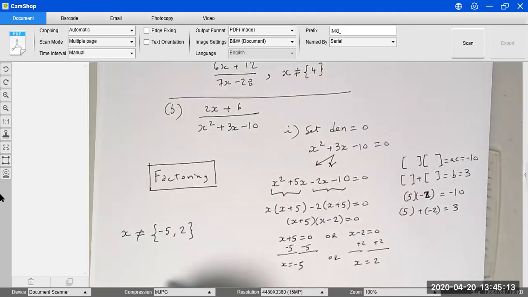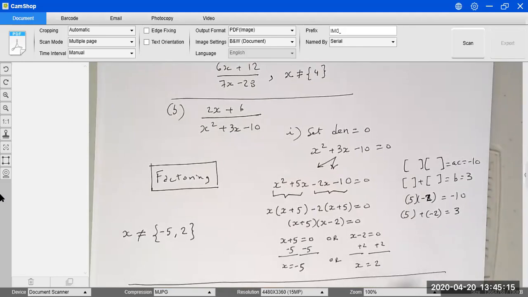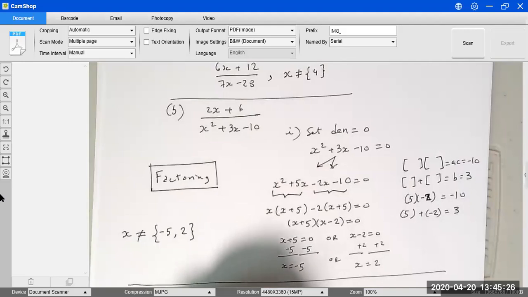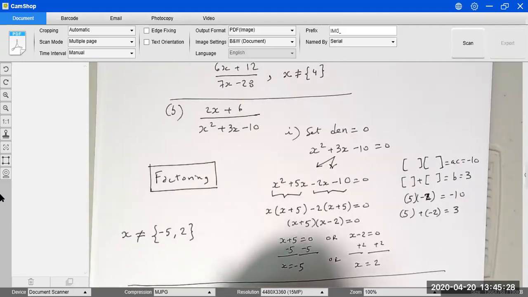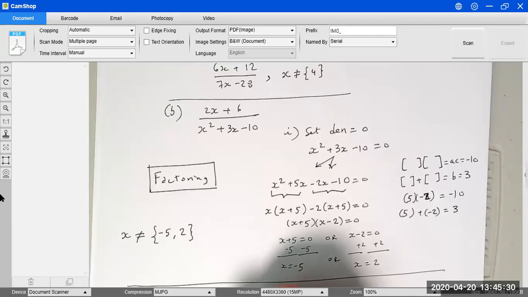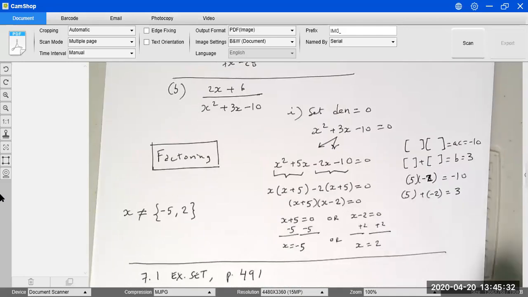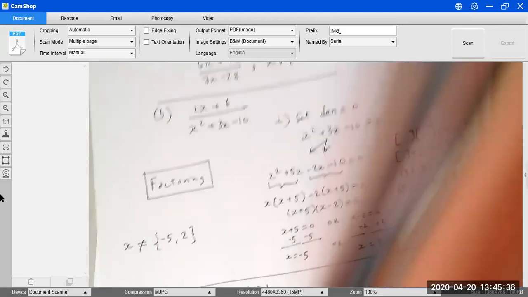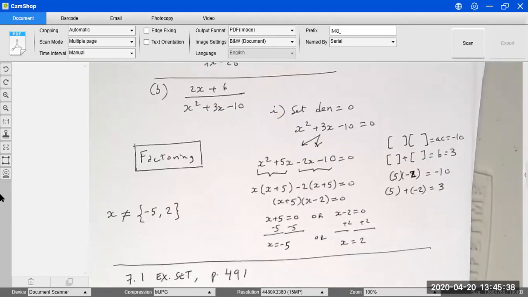So now you're going to practice. You're going to solve a lot of problems from the corresponding exercise set. You're going to work problems from exercise set 7.1 on page 491. So the problems that you're going to solve are the following. Let's see. You're going to solve problem.